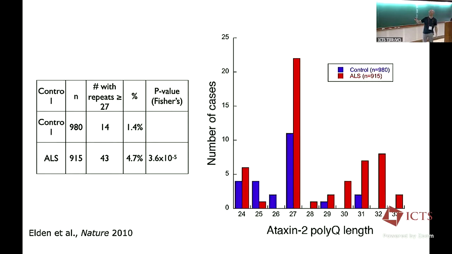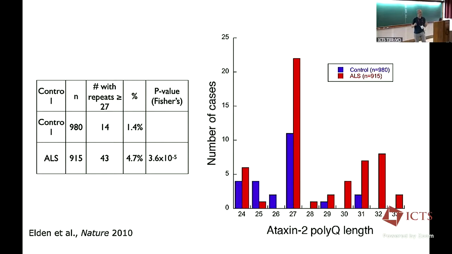This summarizes all of the numbers. Out of 980 controls, I only found 14 healthy individuals with repeats greater than or equal to 27. But almost 5% of the ALS cases have these ataxin-2 expansions, these intermediate length ataxin-2 expansions. 5% doesn't seem like a lot, but it's actually now one of the most common genetic risk factors for ALS. So I think it's cool that it came out of a yeast screen. It underscores the importance of simple model systems for learning things about human disease.